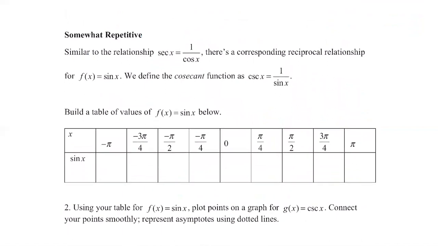And it's trig, so you should expect this to be somewhat repetitive, similar to the relationship secant of x equals 1 over cosine of x. There's a corresponding reciprocal relationship for f of x equals sine of x. We define the cosecant function as cosecant of x is equal to 1 over sine of x. We're going to do the same thing we did above. We're going to build a table this time for sine of x, then we're going to use that table to calculate 1 over the sine values and produce a graph of the cosecant of x.